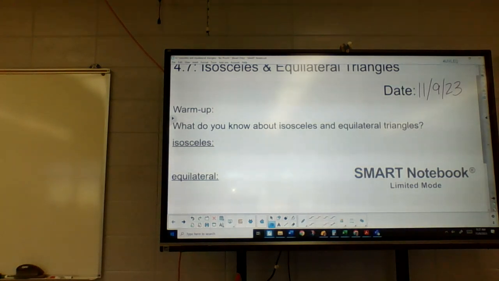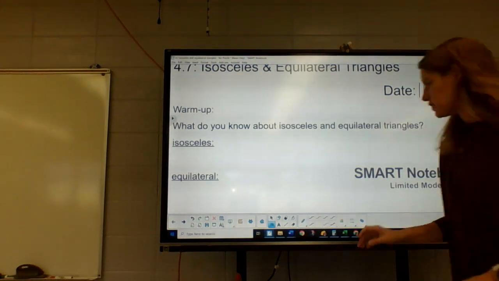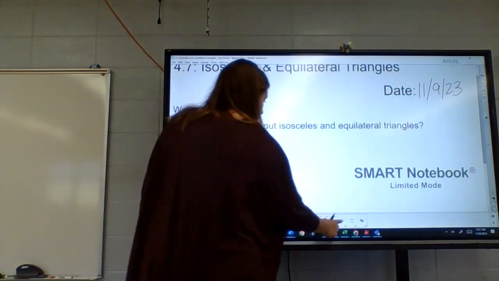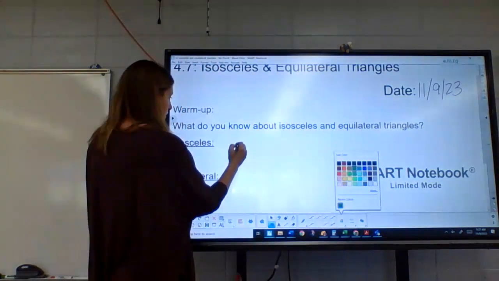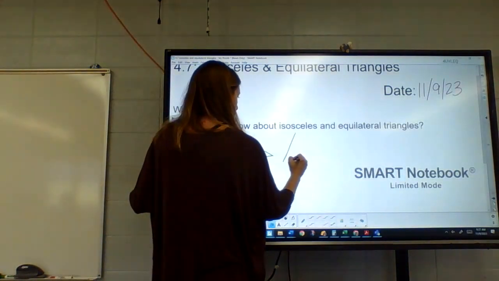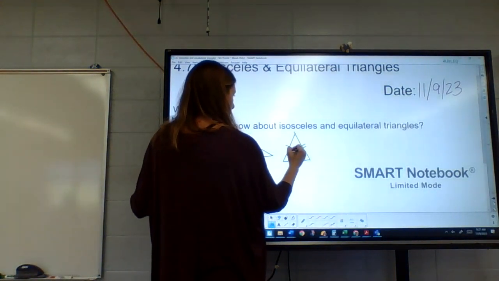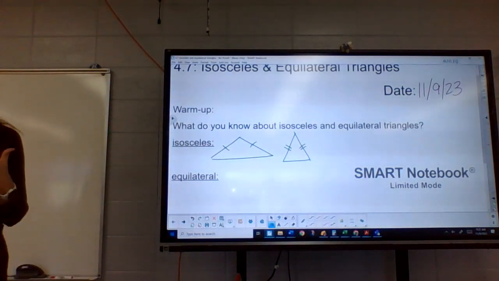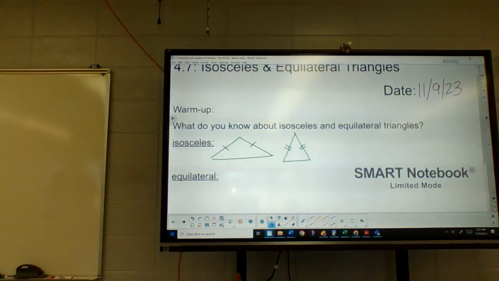Okay, so I'm going to draw a little diagram of each of those. So isosceles, draw two different ones. So these are both isosceles triangles. Isosceles triangles are triangles that have a set of equal sides. Does anyone know anything else about them? They're triangles. They do have angles. Does anyone know anything about their angles?